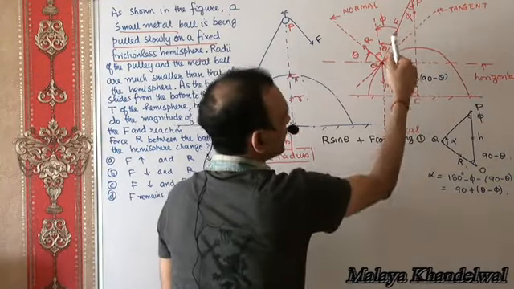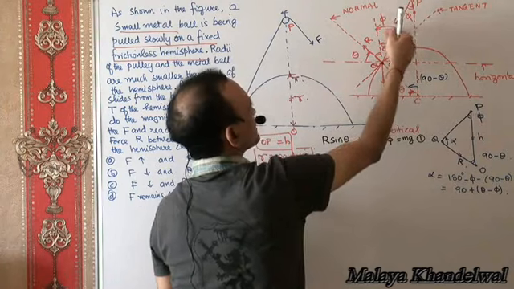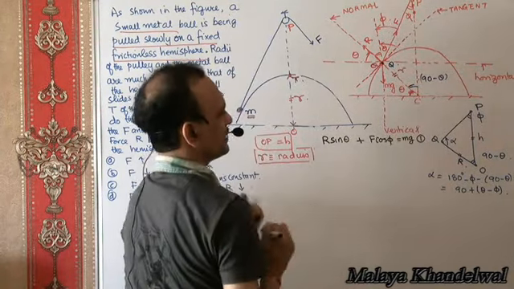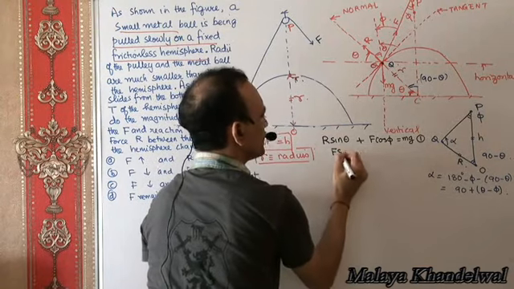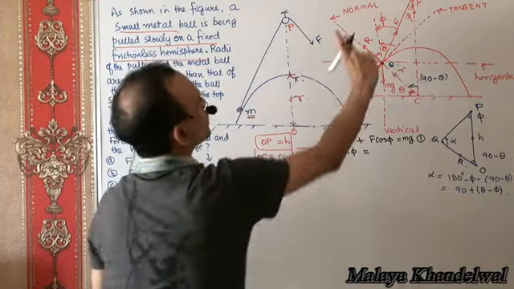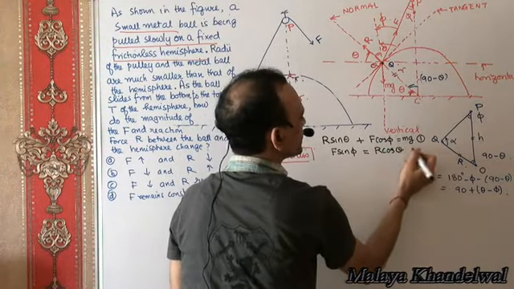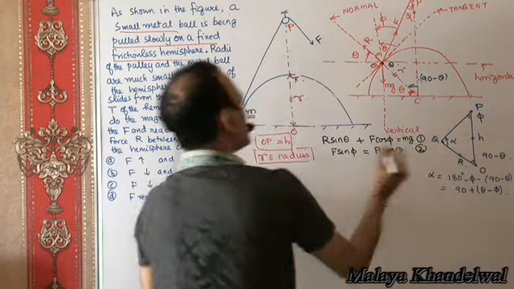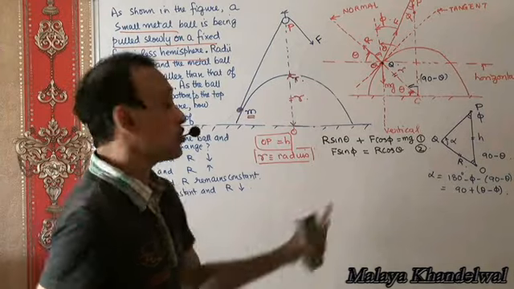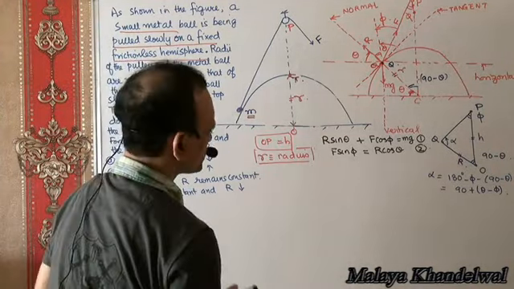In the horizontal direction, realize this is phi, so this is 90 minus phi. F has a vertical component F cos phi, but a horizontal component F sin phi. F sin phi is equal to R cos theta. That's equation 2. So one thing, I can solve for R and F in terms of theta and phi. Let me do that first.